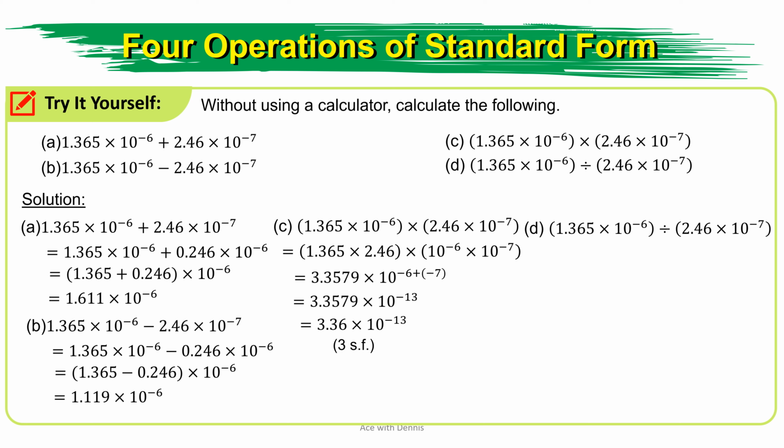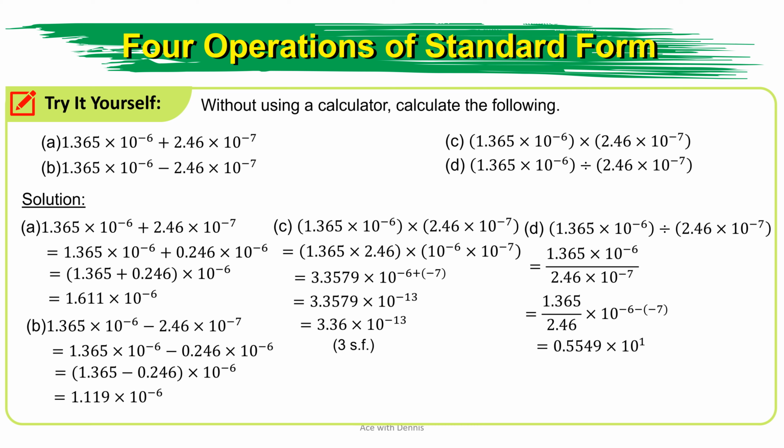For D, 1.365 times 10 to the power of negative 6 divided by 2.46 times 10 to the power of negative 7. So we can write it in fraction form, which is 1.365 times 10 to the power of negative 6 over 2.46 times 10 to the power of negative 7. So the number divided with the number, and for the power of 10, we can do a subtraction here. So 1.365 divided by 2.46 times 10 to the power of negative 6 minus negative 7, which will give us 0.5549 times 10 to the power of 1, and the answer is 5.55 in 3 significant figures.